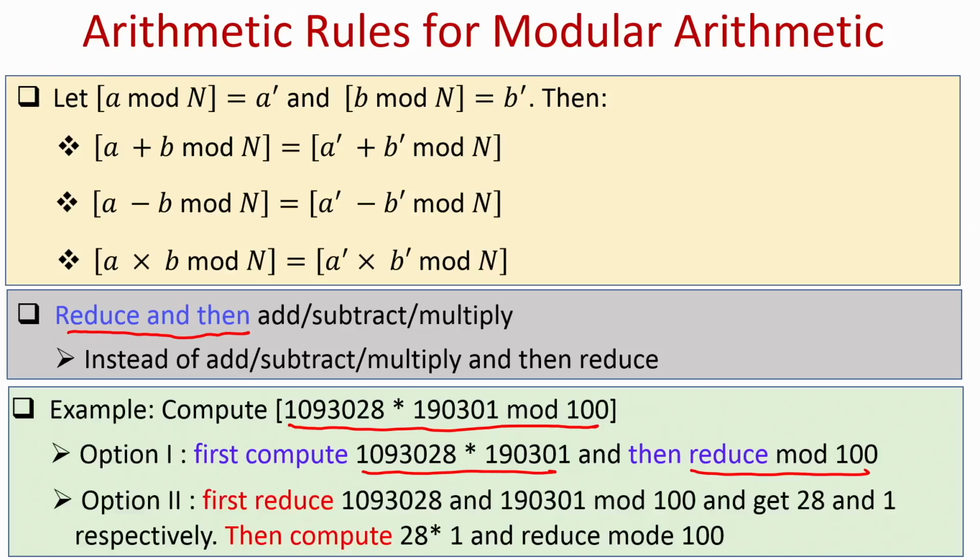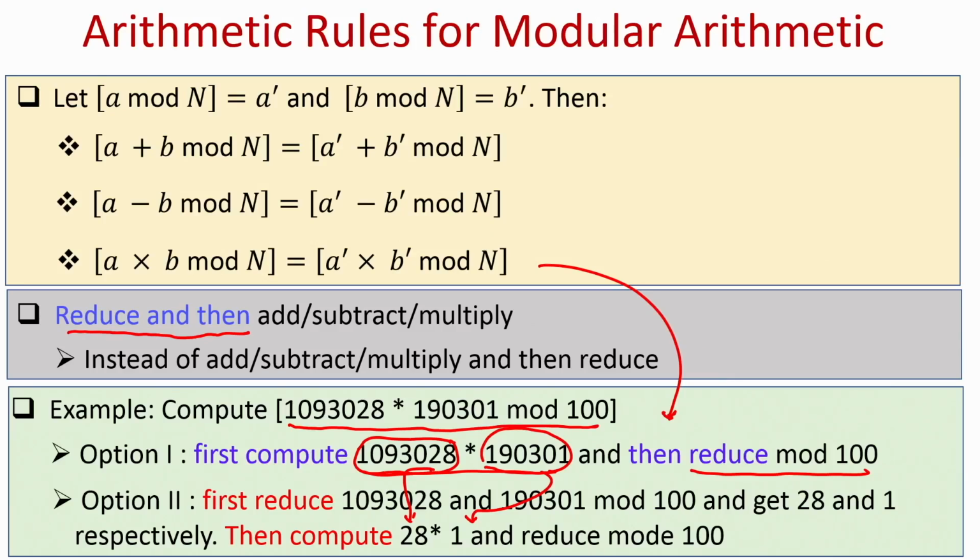Option 2 will be, as per this multiplication rule, that I reduce the operand a modulo 100. So, if I reduce a modulo 100, I get 28, and I reduce b modulo 100 and I will get 1. And then to find out ab modulo n, it is sufficient to find out a prime b prime modulo n. So, a prime and b prime are now very small numbers which I can easily multiply, and I will get 28, and I do not need to reduce it modulo 100 because 28 is already less than 100. So, my answer will be 28, which I will obtain very easily.